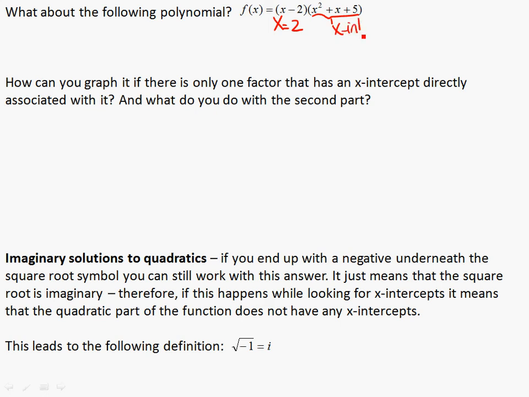What are the x-intercepts here? Well, that's a quadratic, isn't it? But it's not factorable, so how would you find them? Quadratic formula. Yeah, we can do the quadratic formula. So we're going to do that below.